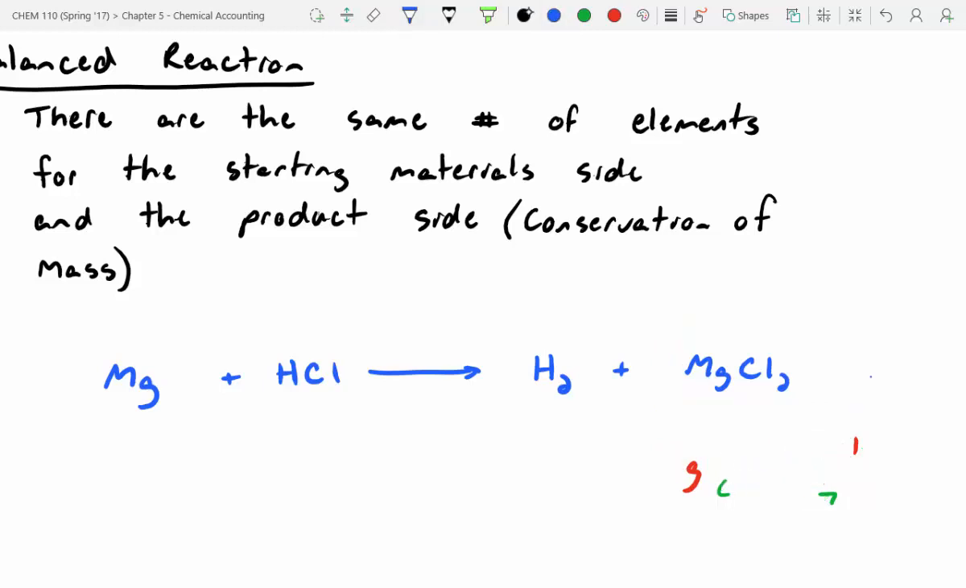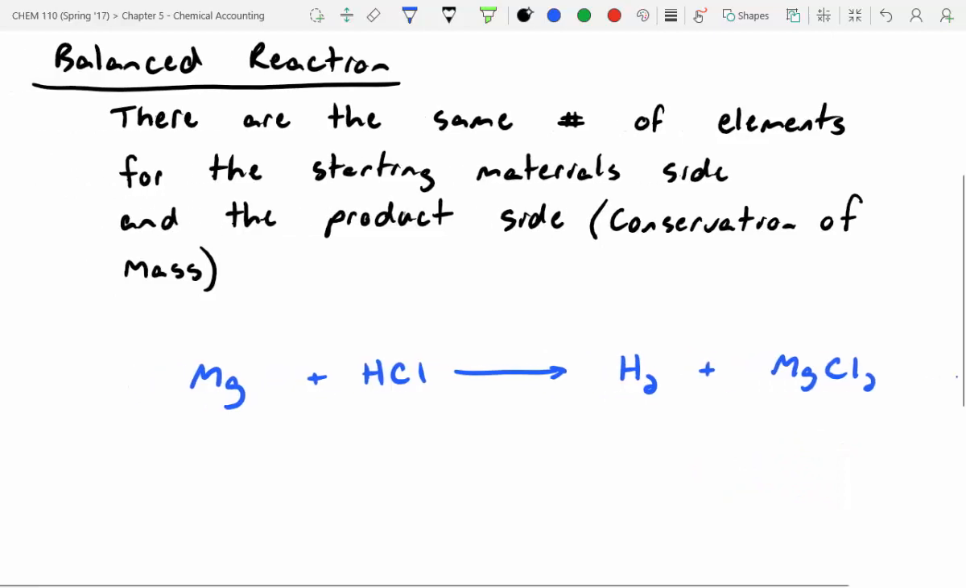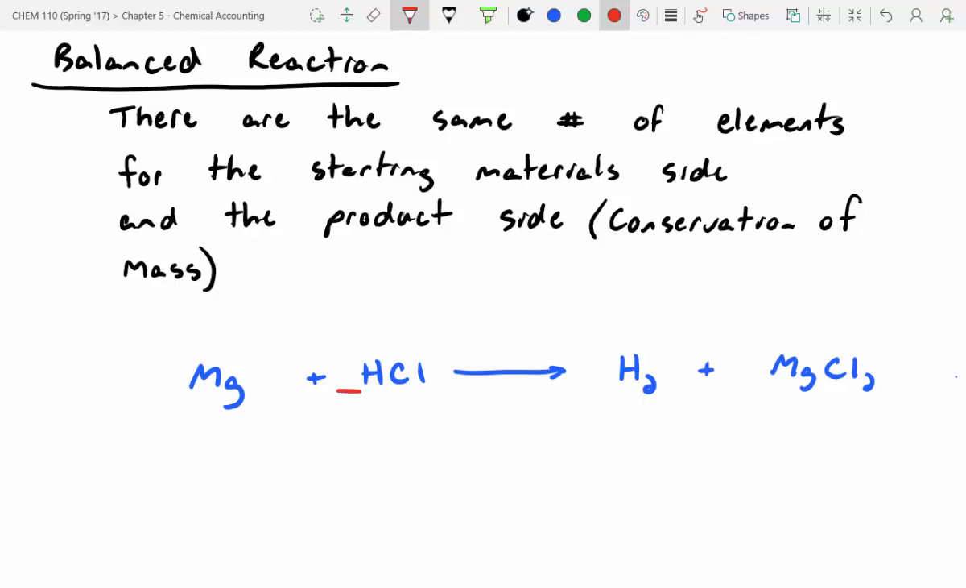Okay, so this was our overall equation, but is it balanced yet? No. If I look at it, I've got one magnesium on the left, one on the right. I've got one hydrogen on the left, but I've got two on the right. So we need to figure out a way of balancing this. And in order to do this, we use something called coefficients. So we have to determine what multiplier goes in front of each of these in order to make it balanced. So, does anybody have an idea for what we should do? Yep. Put 2 in front of the HCl. Okay, put 2 in front of the HCl.